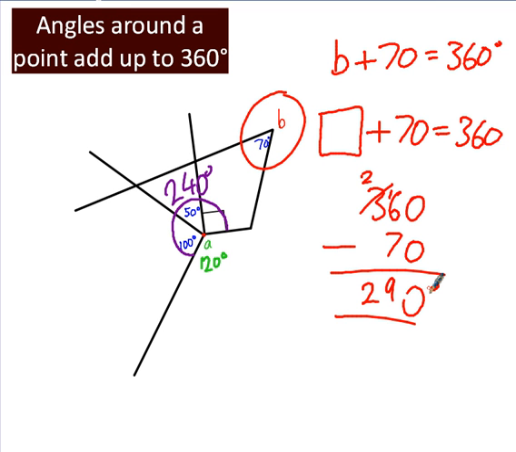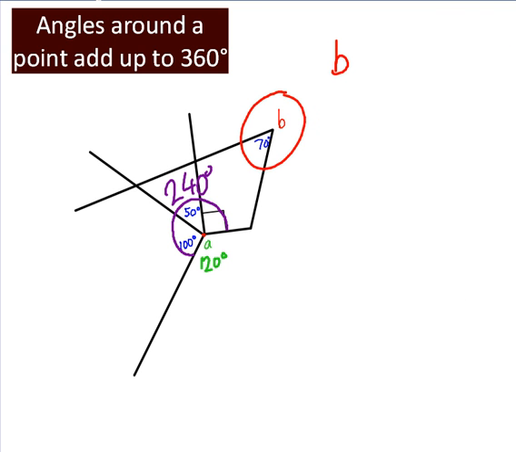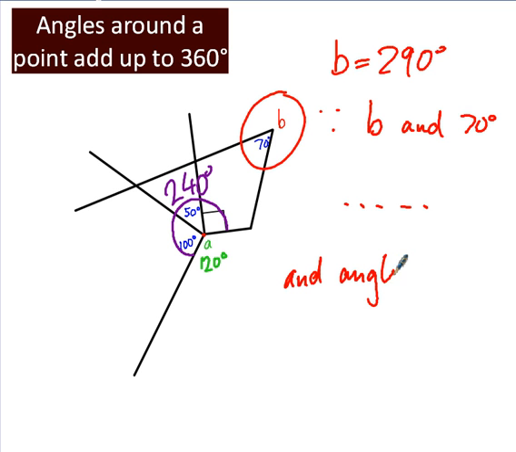And if I was going to justify that to the examiner, I would say that B equals 290 degrees because B and 70 degrees lie around a point, and angles around a point add up to 360 degrees. Okay, that would be enough to explain to the examiner that I had used the angle fact to help me work out the answer. Okay, that's the end of that video.